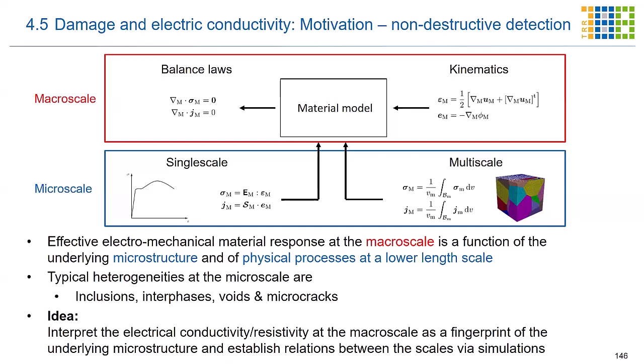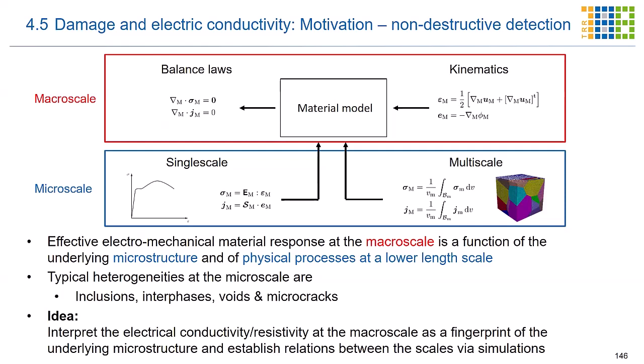One being microscale, that includes microstructural features such as voids, grain boundaries, microcracks, inclusions. And the other one is macroscale, which we can think of as a tensile sample made from DP800 steel. We would like to have electrical resistance measurements. Here the idea is we would like to interpret the electrical conductivity or the resistivity value at the macroscale as a fingerprint or an indicator of the underlying microstructure.